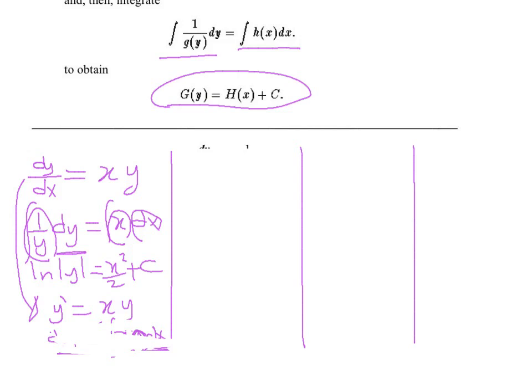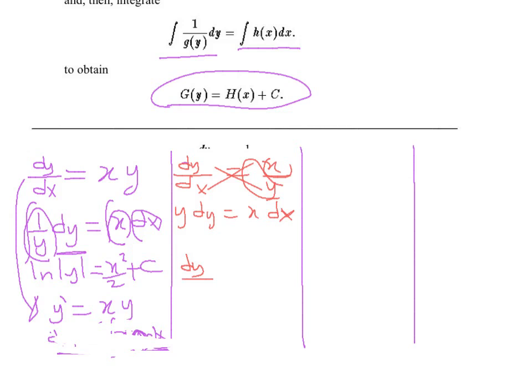Another example of a separable differential equation is this. This is a very simple one, because you can separate. You see here, you have a product: a function of y times a function of x. But you don't have to think of the product. You can see the separation sometimes without thinking of the product.